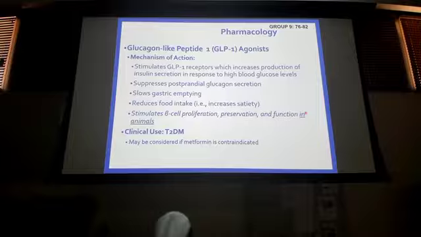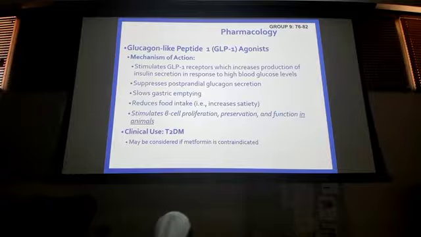All right, so we're on to GLP-1 agonists. They stimulate the GLP-1 receptors, which increases production of insulin secretion in response to high blood glucose levels. Thanks to Matt, I now know what postprandial glucagon secretion means. So that's post-meal glucagon secretion. Slows gastric emptying, reduces food intake, and stimulates beta cell proliferation, preservation, and function in animals. And the clinical use is type 2 diabetes and may be considered if metformin is contraindicated.